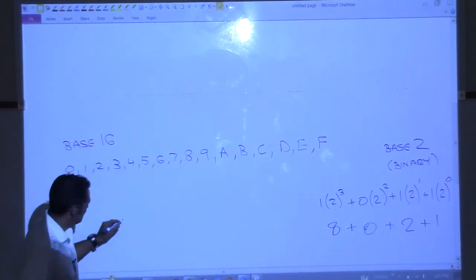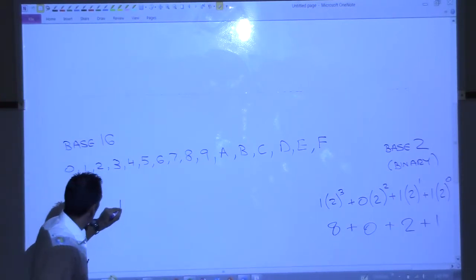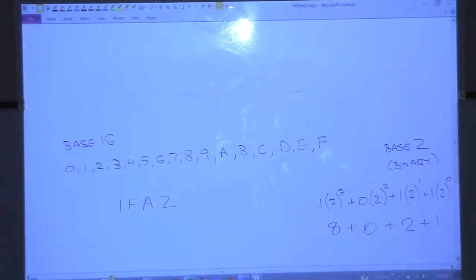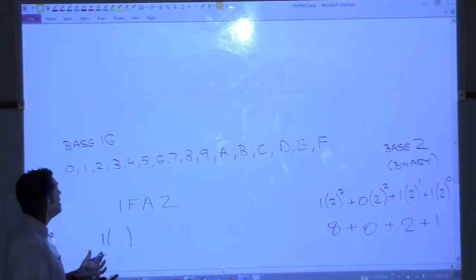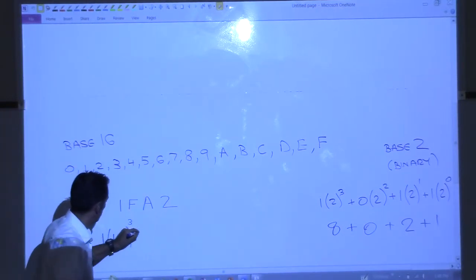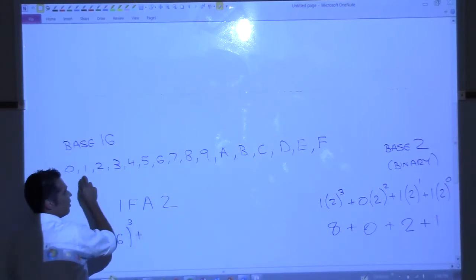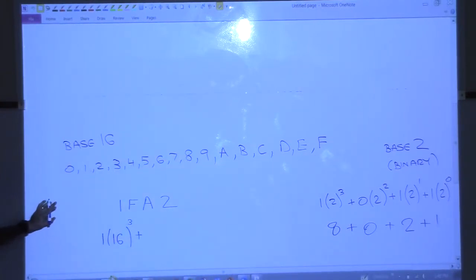So watch. What would this be converted from base 16 to base 10? 1, F, A, 2. All right, so what does this first one mean? I have 1, what's our base? 16 to what power? 0, 1, 2, 3, to the third, plus, okay, now you can do it. So F, right? So F is what? 10, 11, 12, 13, 14, 15? Is it going to be 15? F is 16. Oh wait, no, it's 15.